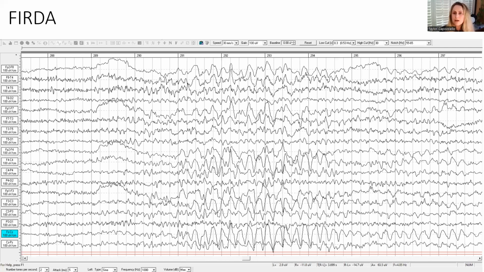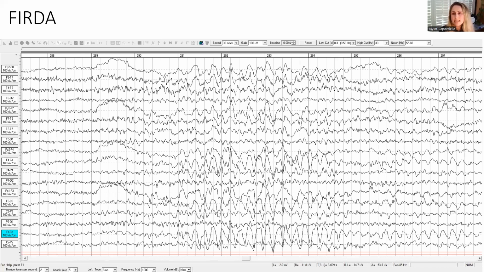And FIRDA is regarded as a projection rhythm. It may result from pressure on a deep midline structure, such as that associated with a mass in the third ventricle or posterior fossa. However, it is clear that FIRDA can also occur in a large variety of other neurological disorders and disturbances, including structural brain lesions, diffuse brain injury, metabolic dysfunction, and postictally.